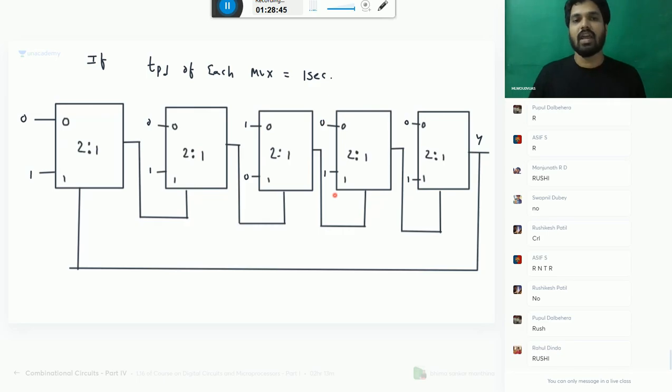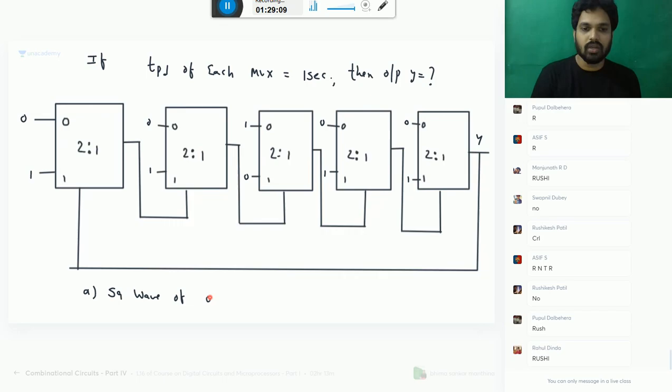Okay. If the propagation delay of each mux is equal to 1 second, then output y is equal to how much? Option A, square wave of 0.1 Hz.